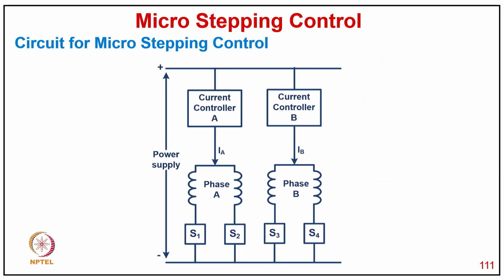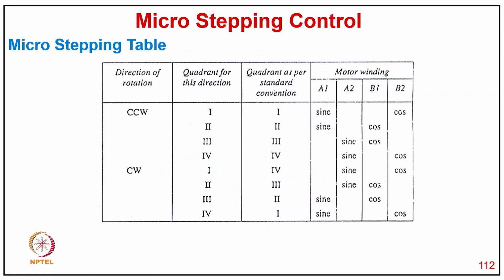And here for the microstepping, we have typically the circuit with a current control, and then we have a diverter, the switches S1 S2, which decide which portion of the winding of the A phase and which part of the winding of B phase is used, whether A1 or A2 or B1 or B2. We put the current in a kind of vector control mode. So you can see here how the motor windings are excited in the counterclockwise direction and the clockwise direction, with the single quadrant or quadrant as per the standard convention, with the sine and cosine excitation for different phases.